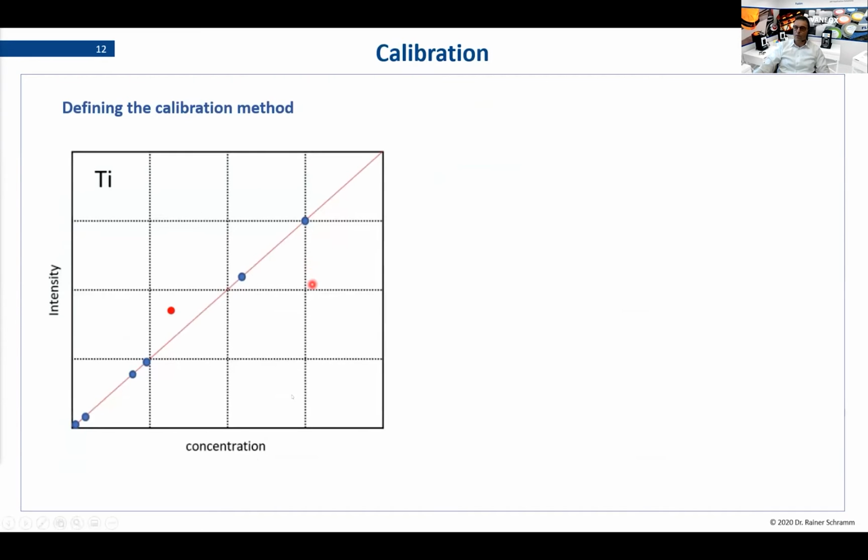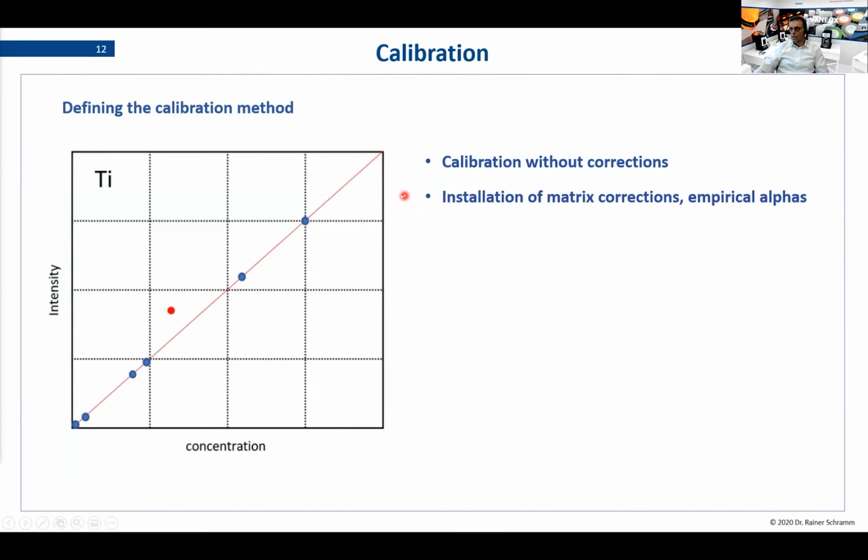In the next step, you need to decide what your calibration method looks like. In an ideal case, for example, if you have traces in a polymer or in a liquid, you could just do a straight calibration line. You won't see any inter-elemental effects and you are done. But mostly in the XRF world, we are measuring solid samples and they all show curved calibrations. And in this way, we need corrections, inter-element corrections.